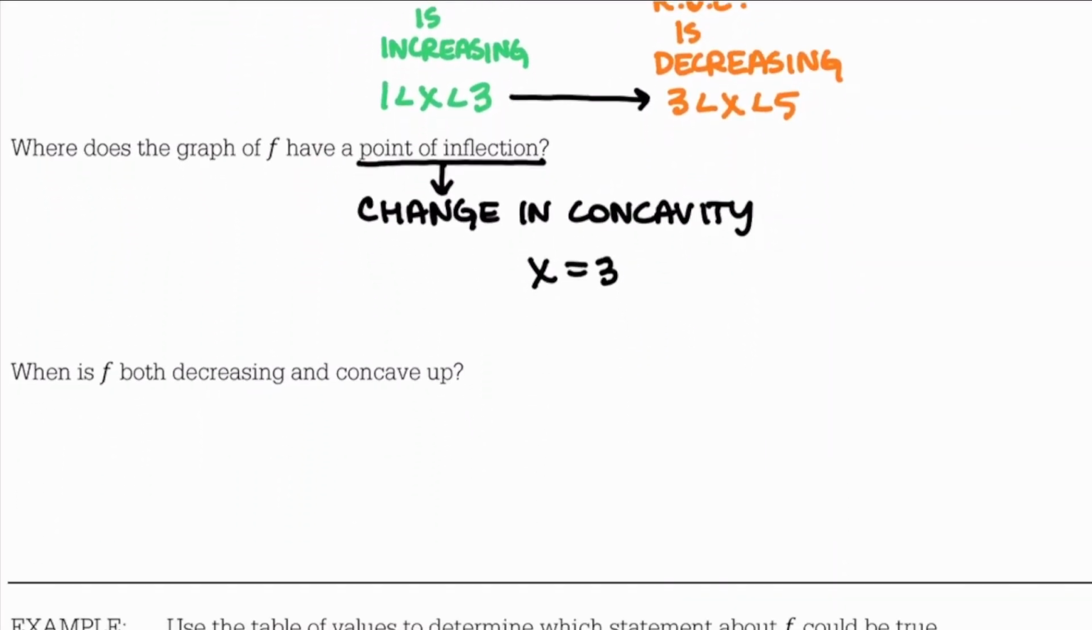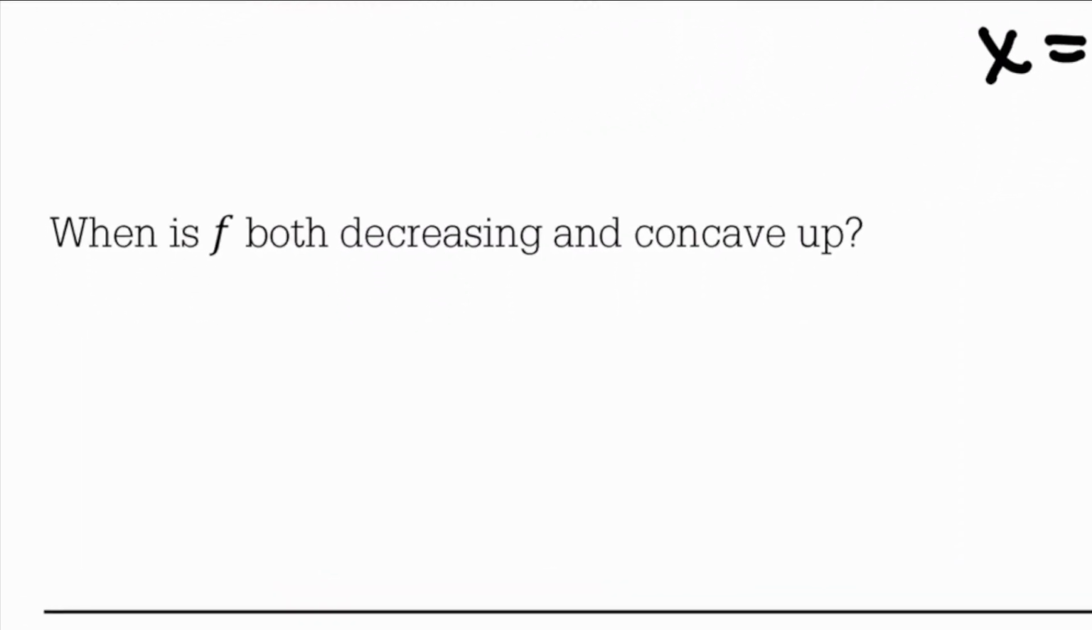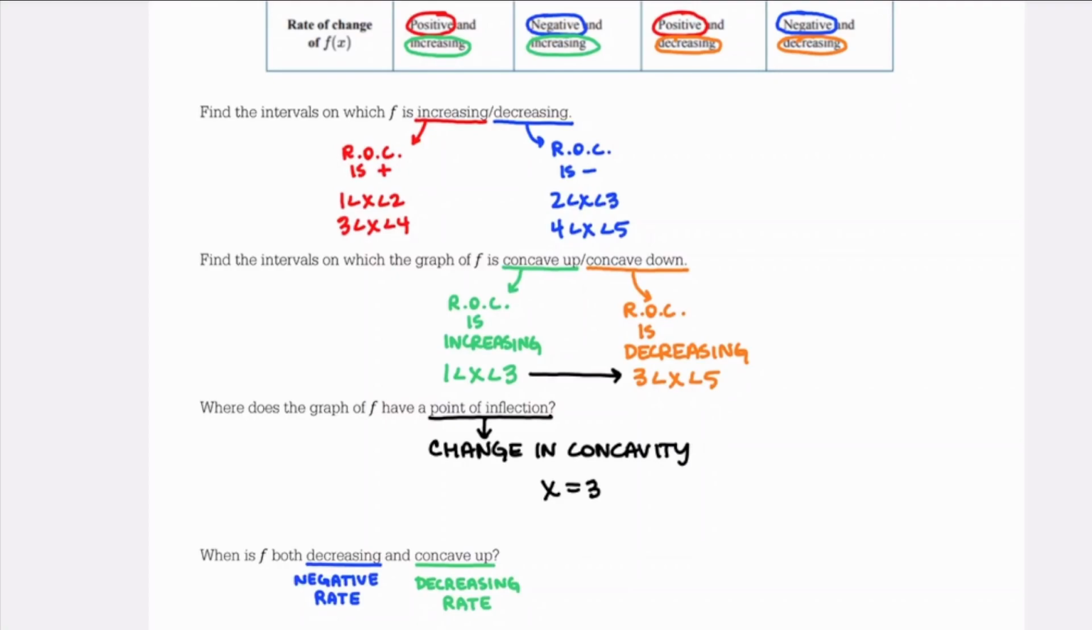Okay. When is f both decreasing and concave up? Okay, so this is kind of a backwards translation. We're looking at what does this mean in terms of rate of change? And that's actually how I'm going to end the videos, with us filling out a grid, just to really reinforce it, hopefully. But decreasing and concave up, decreasing is when the rate of change is negative.